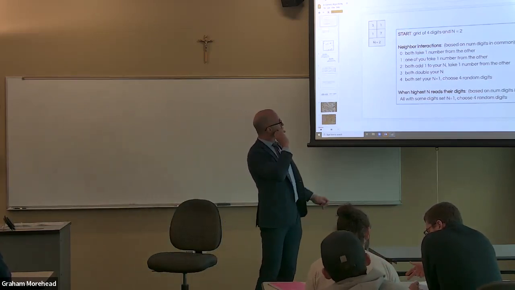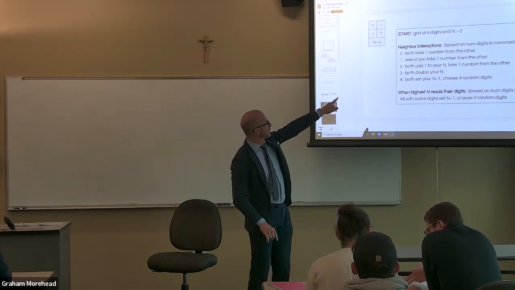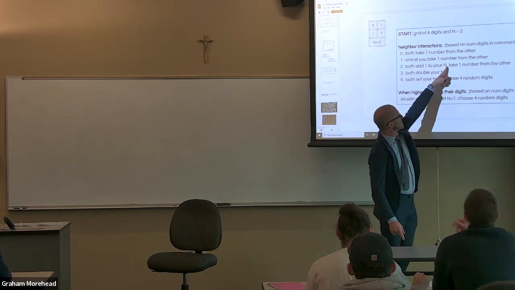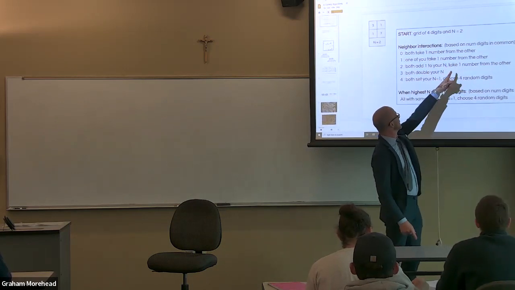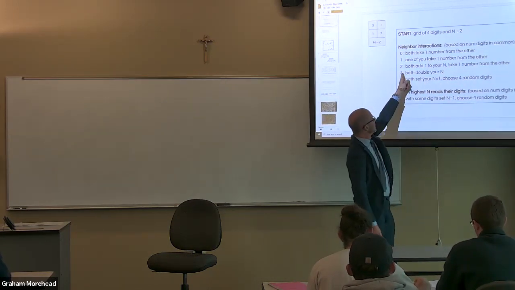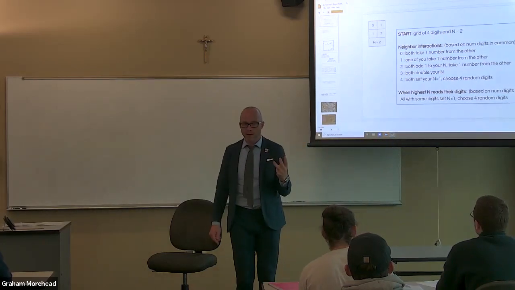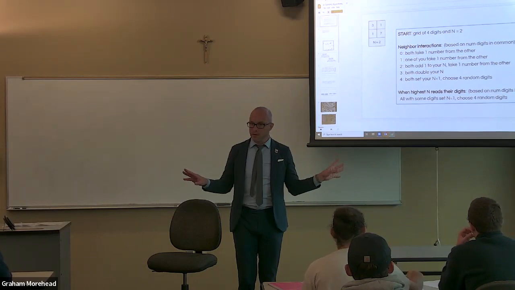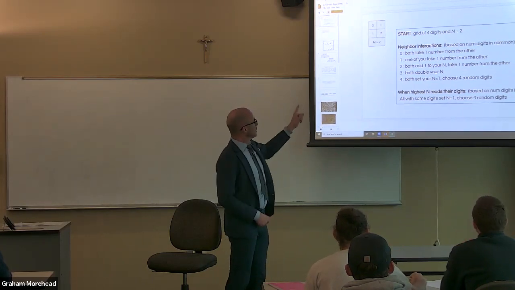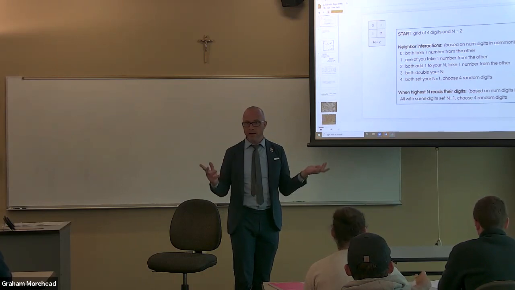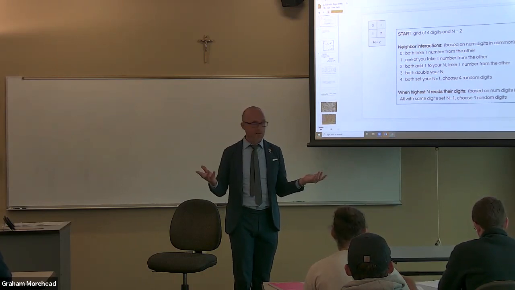So actually, we'll make it more like that before. So one of you take 1 number from the other. Now, if you have 3 numbers in common with your neighbor already, don't take any numbers, but you get to double your n, okay? Whatever n you have, just double it.